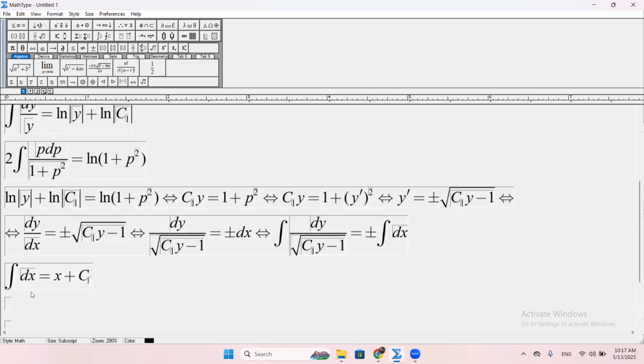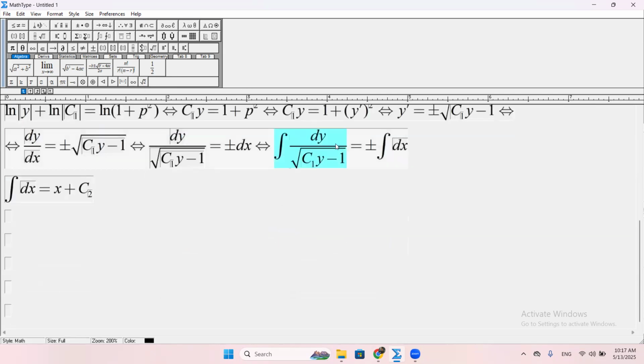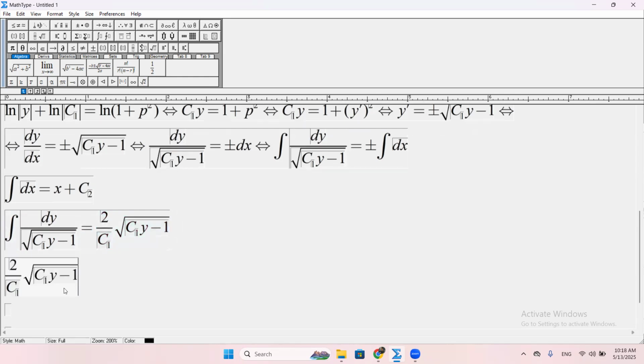So x plus c2. And this integral will be equal to 1 over 2 c1 and this square root of c1y minus 1. Stop. I divide by 1 over 2, so 2 over c1. So now everything is correct. So the answer will be the following.